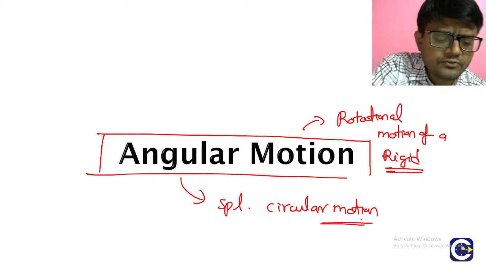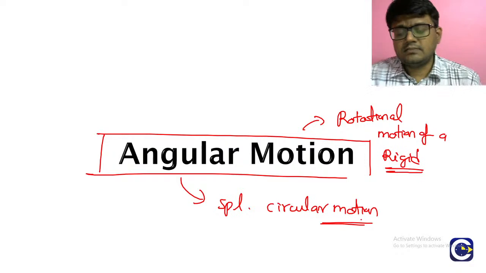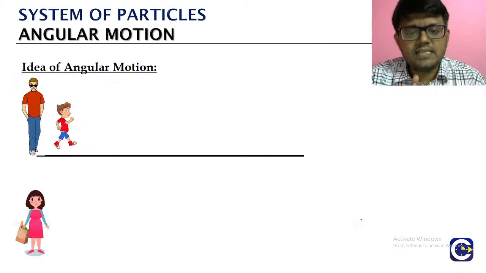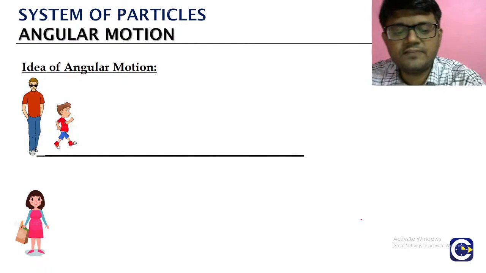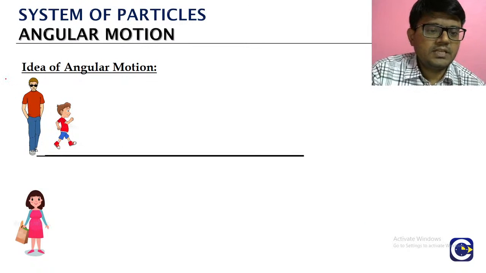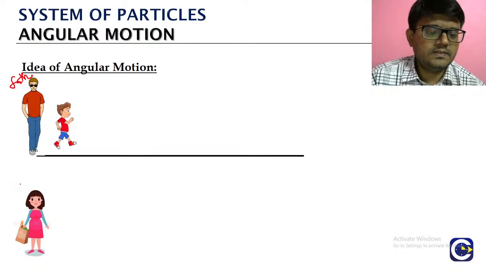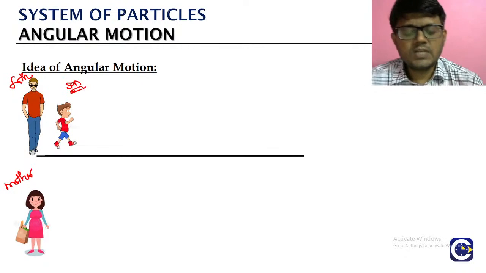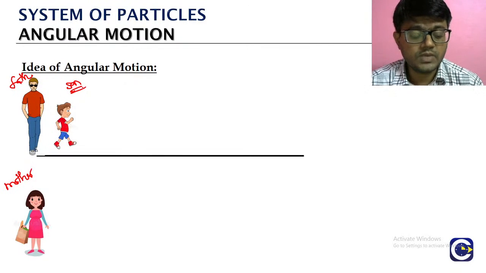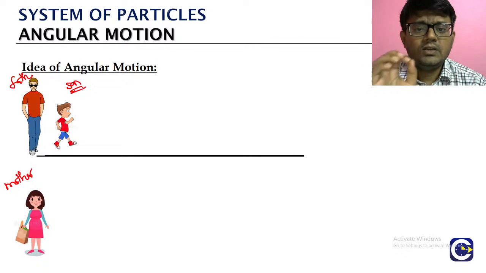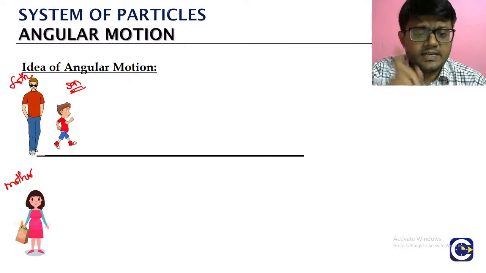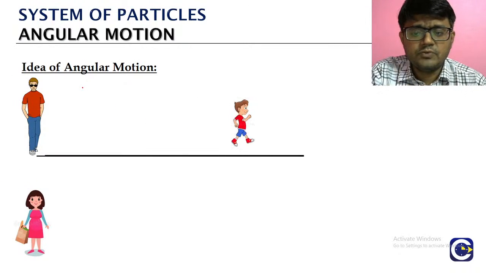First, what is this idea of angular motion? We will start with a very basic example. Let us say there is a family of 3 people: a father, a mother and the son. This is a very simple example that will help us understand the idea of angular motion. Let us look at the situation where the son is moving on a straight line, step by step.